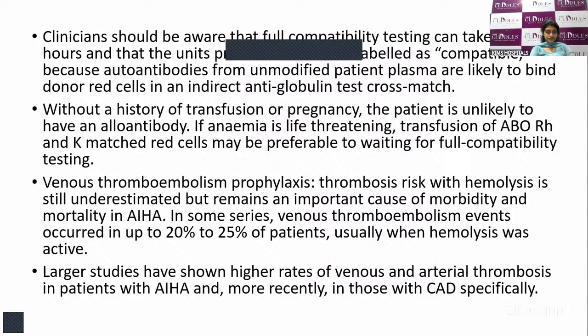Venous thromboembolism prophylaxis: thrombosis risk with hemolysis is still underestimated but remains an important cause of morbidity and mortality in AIHA. In some series, venous thromboembolism events occurred in up to 20 to 25% of patients, usually when hemolysis was active. Large studies have shown higher rates of venous and arterial thrombosis in patients with AIHA, and more recently in those with CAD specifically.